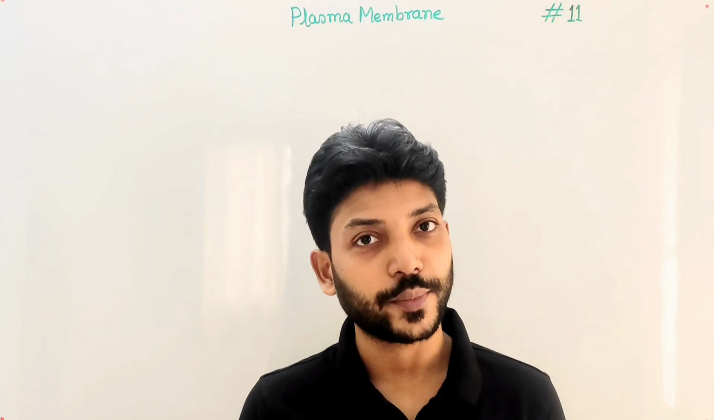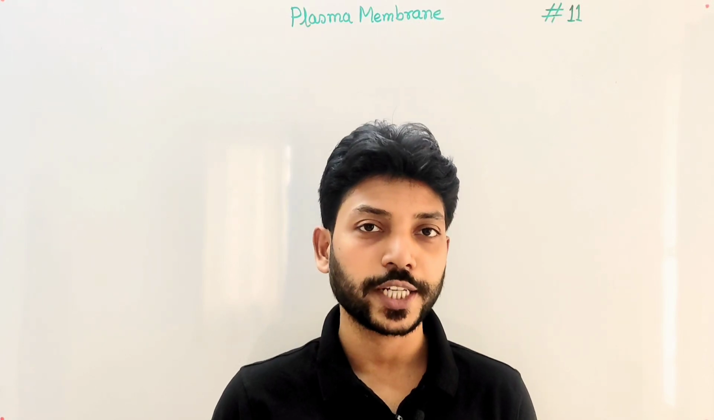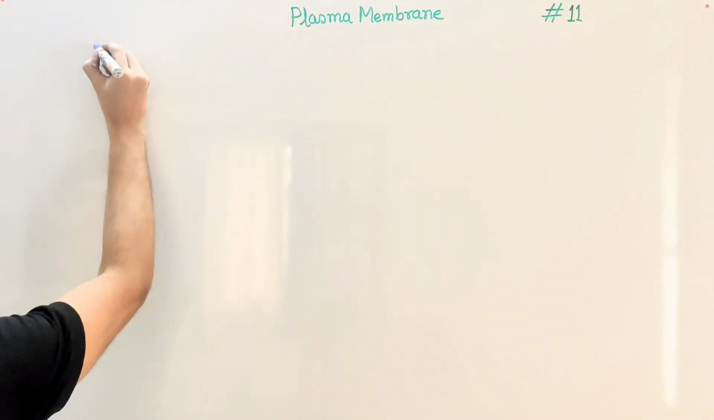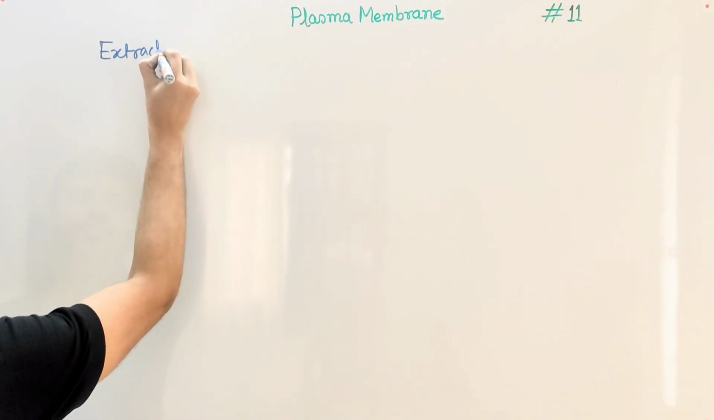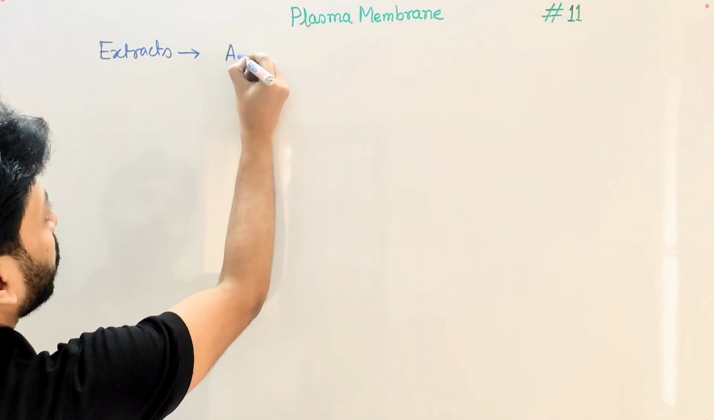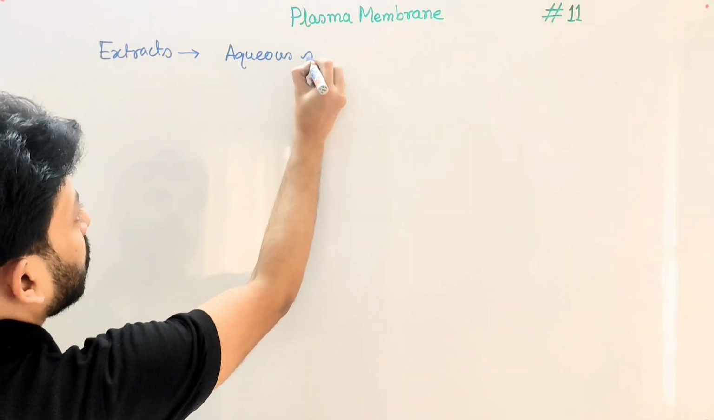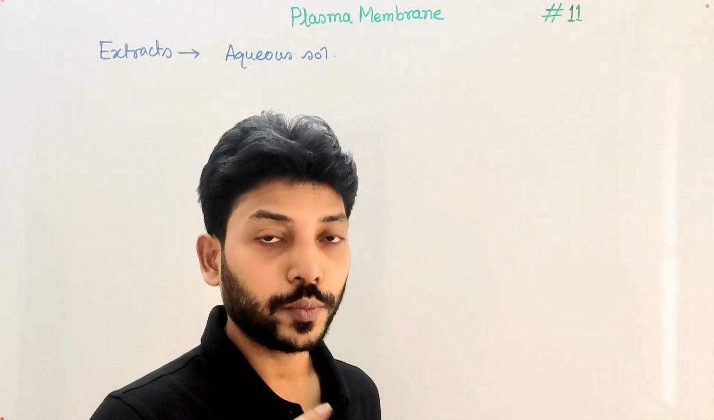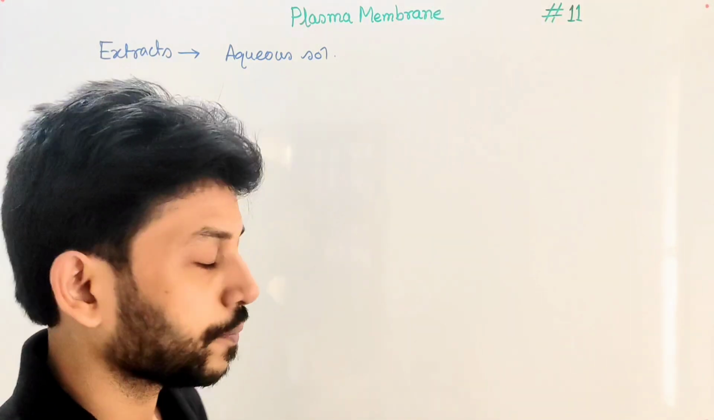Welcome everyone, we're learning about lipid molecules in the plasma membrane. Now, if you extract lipids from the plasma membrane and put them into an aqueous solution, then the lipid molecules can form one of three structures in the aqueous solution, that means in the water.